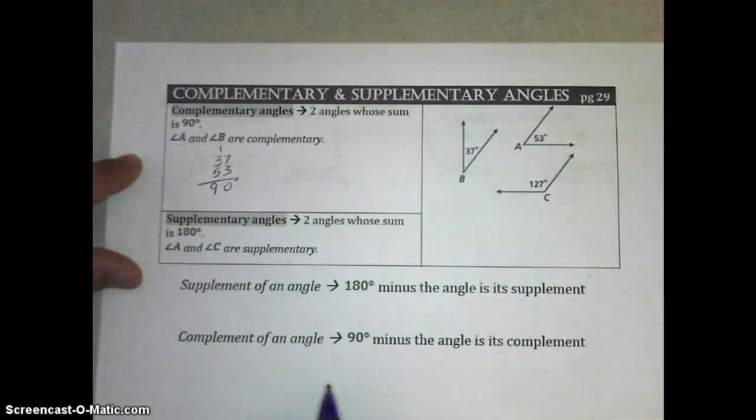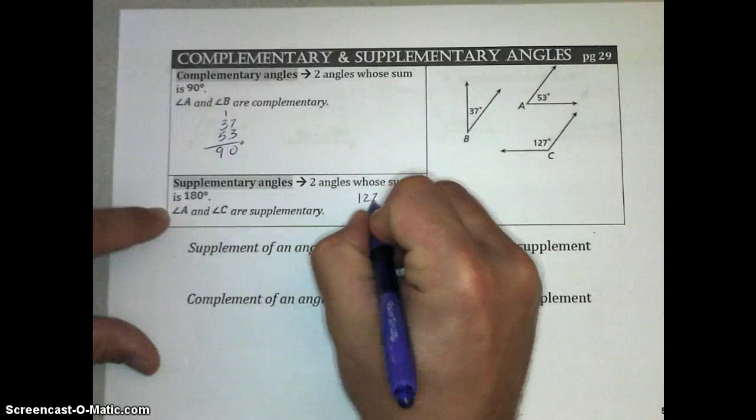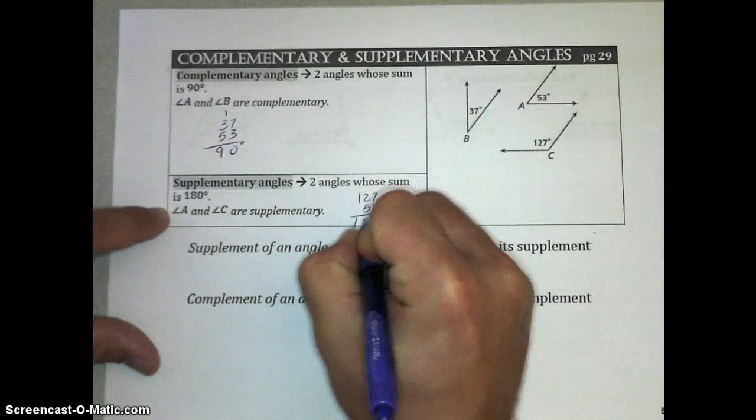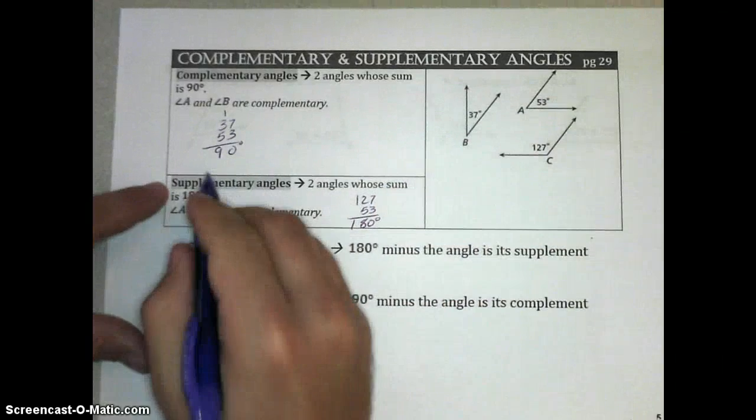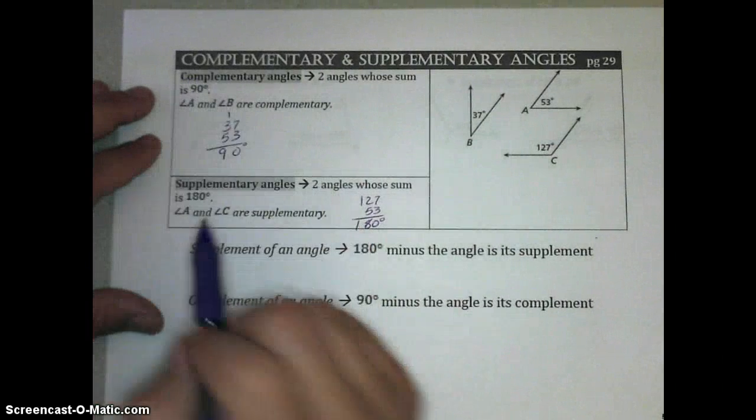So A and B are complementary angles. But then if I look at A and C, 127 plus 53 is 180 degrees, and so they are what we call supplementary angles. Here's a quick little trick to help you remember which one means 90, which one means 180.